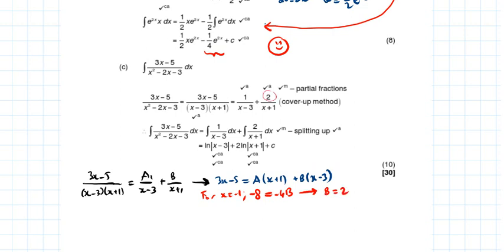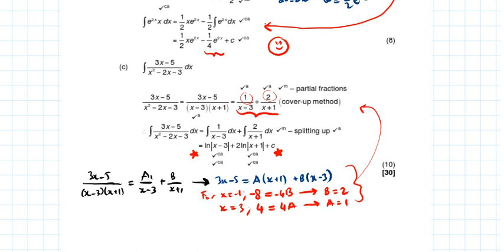And then if x is equal to 3, the left side is 9 minus 5, which is 4, and the right side is 4a. So we got a equal to 1. We got a and b just like that. Once we write these partial fractions, because the denominators are just linear, the answers will be ln. So ln with absolute value, don't forget the absolute value, and don't forget c. These are the steps we have actually done in between.